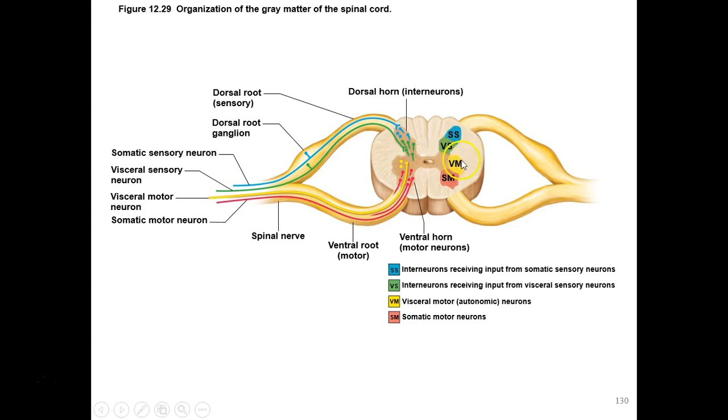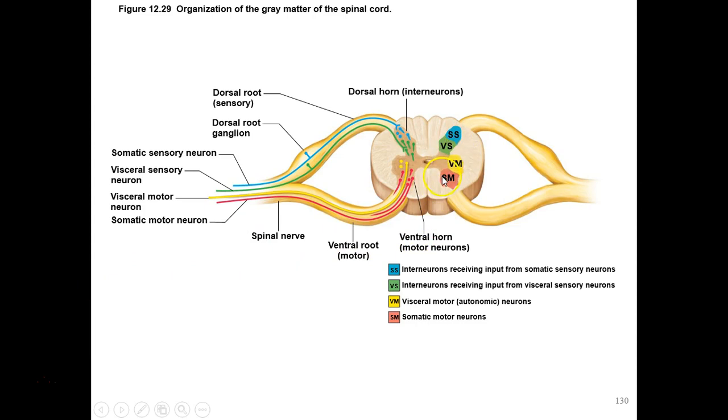And then in the lateral horn, this is where we find the motor neurons of the autonomic system, the sympathetic system in particular, visceral motor fibers. And then the somatic motor fibers, which represent the lower motor neurons, which are going to supply skeletal muscle tissue, occupy the main part of the ventral horn of the gray matter in the cord.